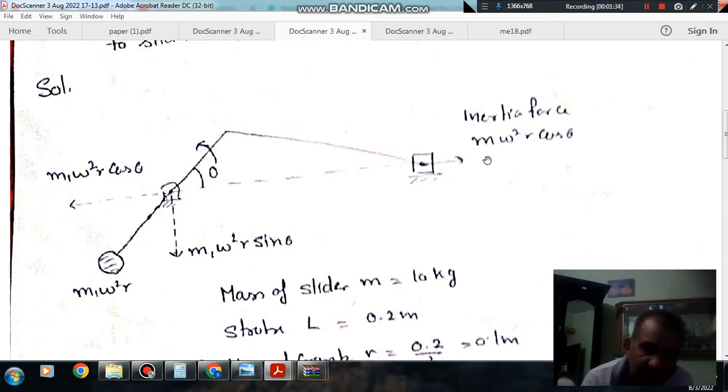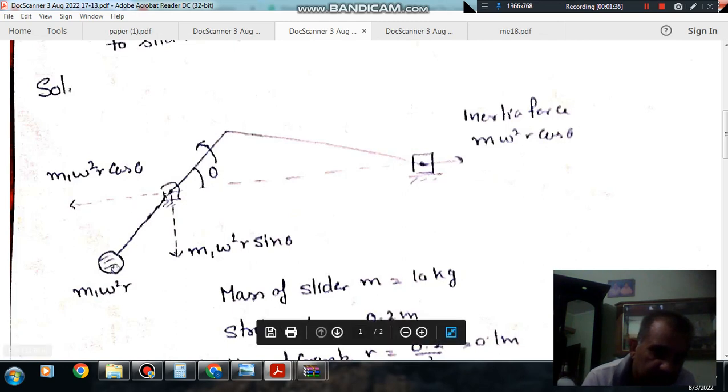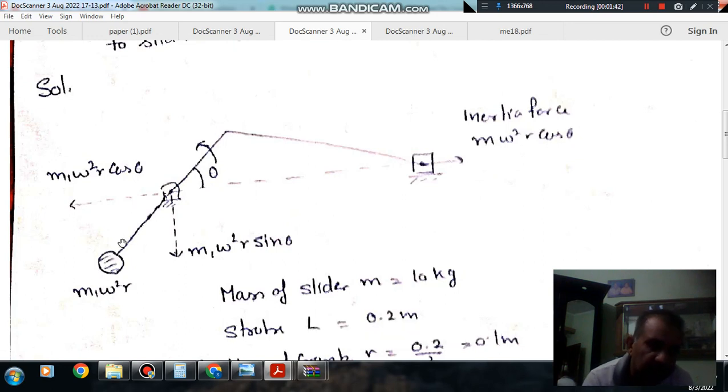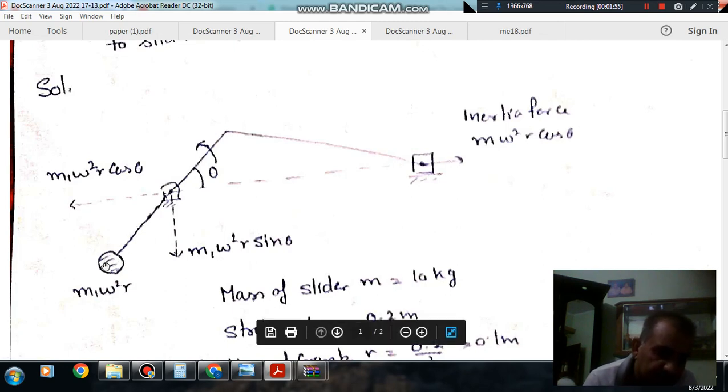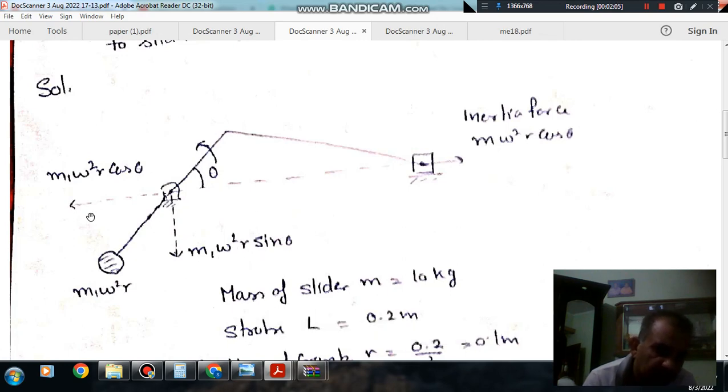Now to balance this inertia force, this mass has been attached opposite to crank at a radius r, which is equal to the crank radius. As this is attached opposite to the crank, it will revolve with the crank with the same angular velocity. So it will also create a centrifugal force in outward direction equal to m1 omega square r, which will have two components, m1 omega square r sin theta and m1 omega square r cos theta.